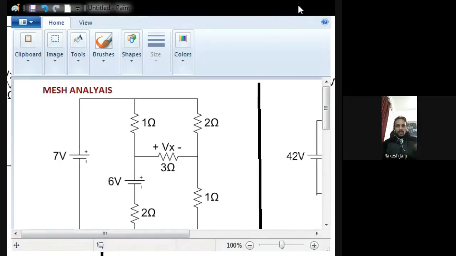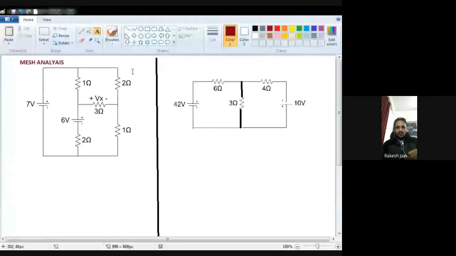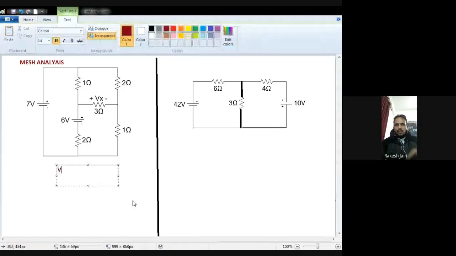So in front of you there are two numericals. In the first numerical, we have to solve using mesh analysis: what is the value of this voltage Vx?